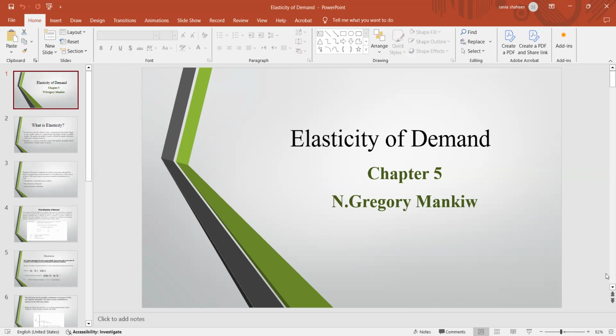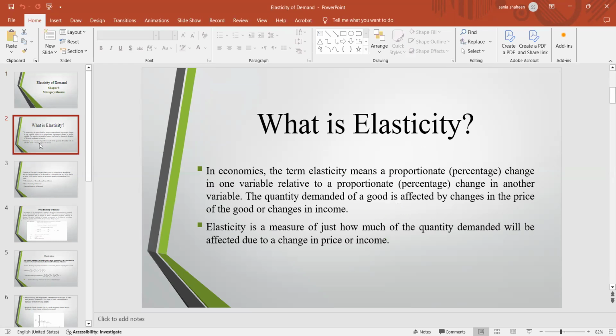Respected students, chapter number 5 is about elasticity of demand. What is elasticity? Elasticity basically explains the responsiveness of the quantity demanded with respect to changes in the price level or changes in the income level. In economics, the term elasticity means proportionate changes in one variable with respect to proportionate changes in another variable.